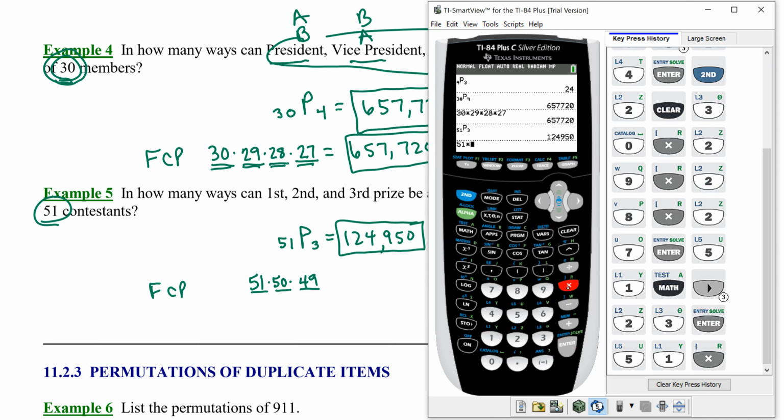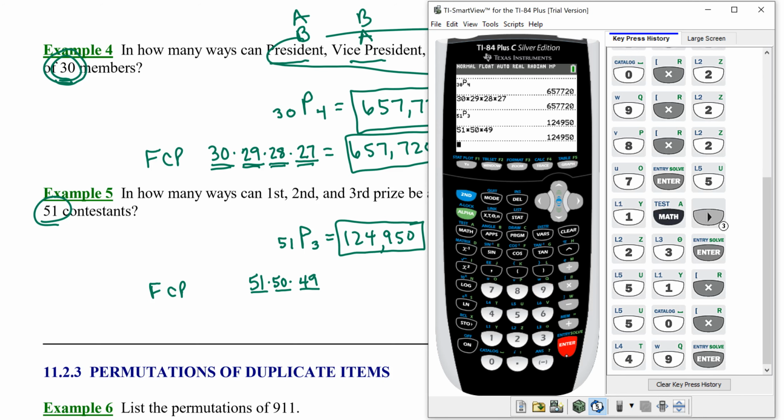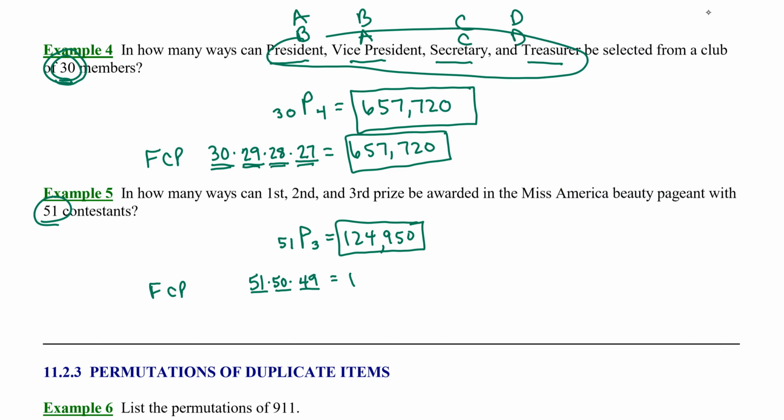So 51 times 50 times 49 yields the same output. So either way you want to look at it, choose the path that makes the most sense to your mind. What's most convenient? So again, a permutation, we're selecting more than one item per category, and the order is important. Practice that with your calculator, and we'll look at a variation on this in the next section.